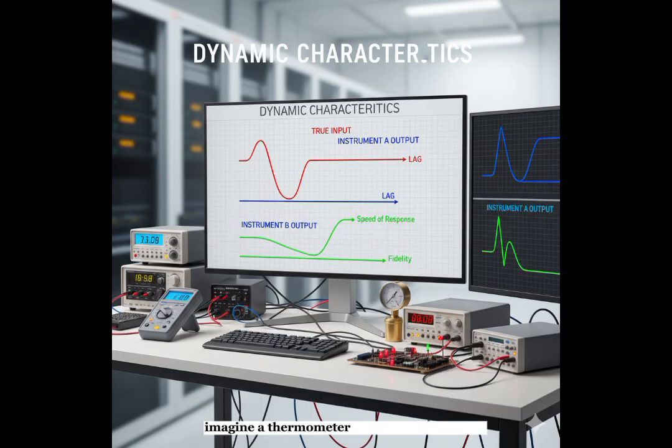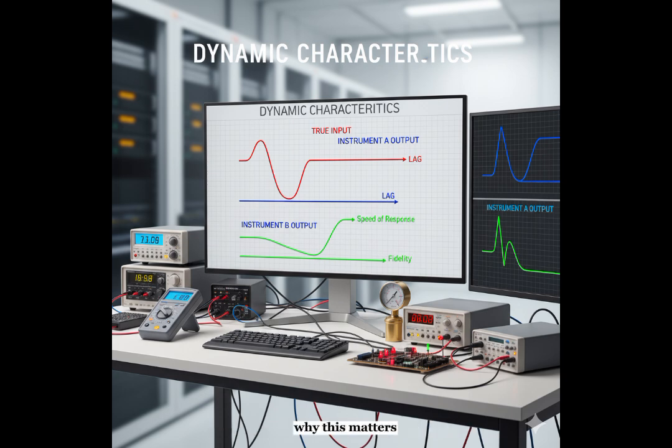Imagine a thermometer dipped into hot water. It doesn't instantly show the new temperature. Instead, it takes a few seconds to adjust. That delay is part of its dynamic behavior.